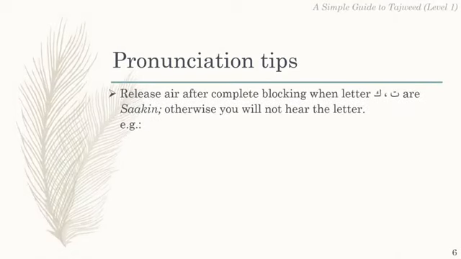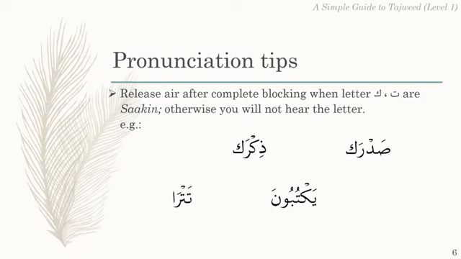Release air after complete blocking when letter kaf and ta are second. Otherwise, you will not hear the letter. Listen to the wrong sound of letter kaf and ta without hams, followed by the word with the correct pronunciation.